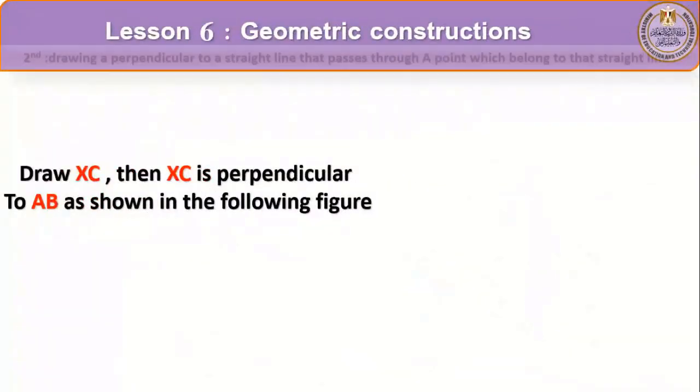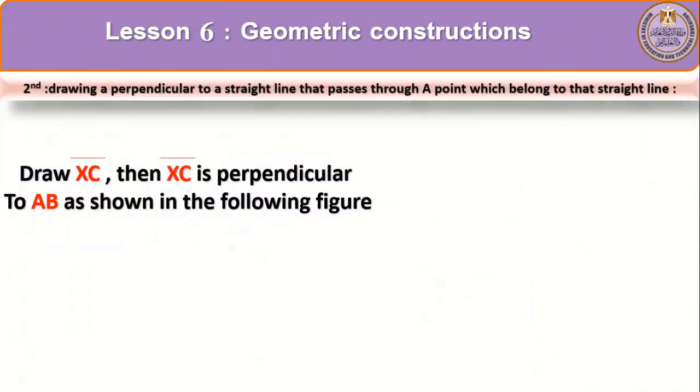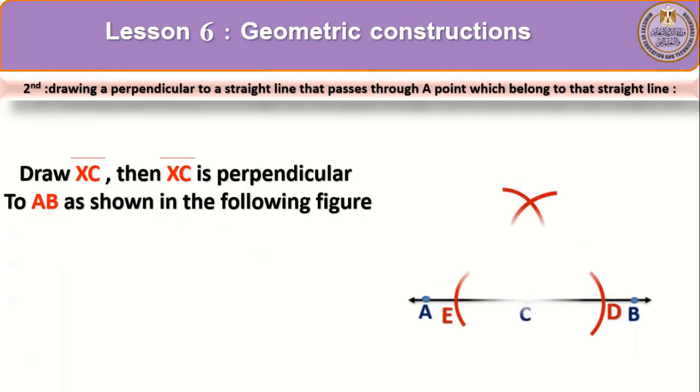After that, my dears, there is another step when drawing a perpendicular to a straight line that passes through a point which belongs to that straight line, like point C. We draw XC, then XC is perpendicular to AB.